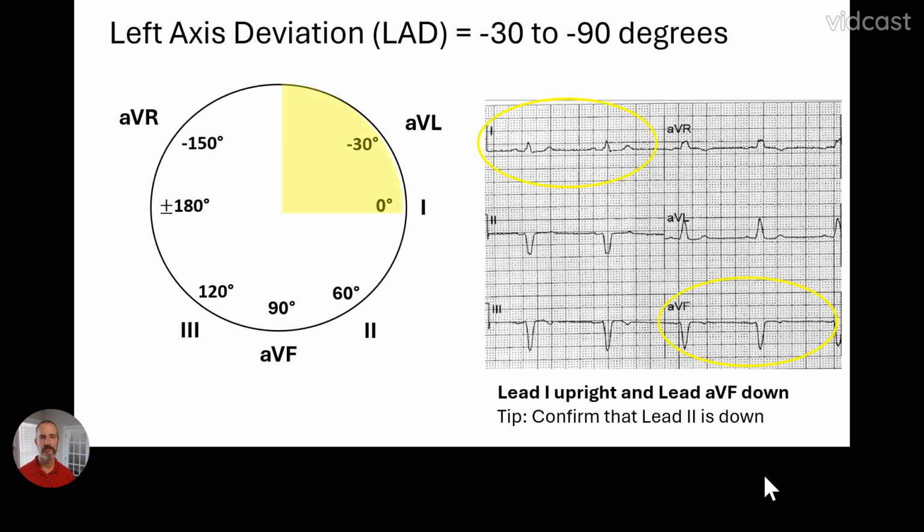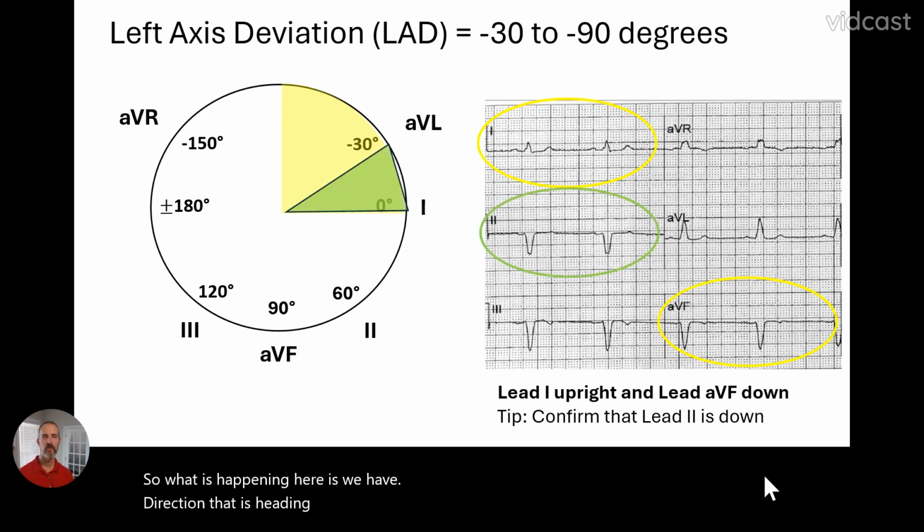What is happening here is we have a direction that is heading over to the left side of the heart and deviating away from the right side in a somewhat pathological way. Remember, we don't want to include that -30 degrees area. A little tip is to confirm it with lead 2. Lead 2 should also be down to determine left axis deviation. Even if it's pretty flat but just slightly down, that would be an indication of left axis deviation, provided that AVF and lead 3 are downward as well.